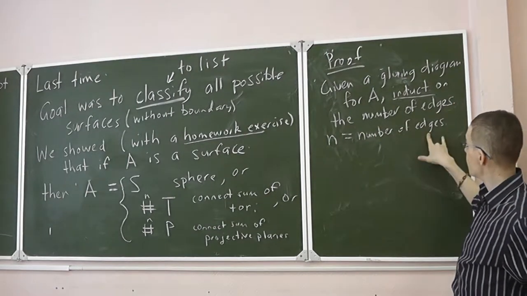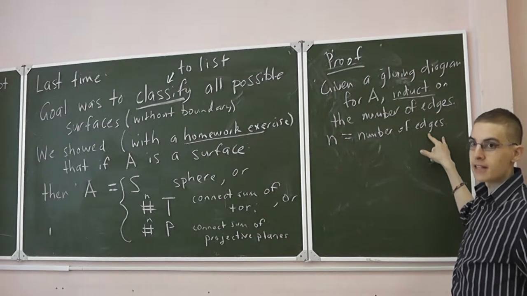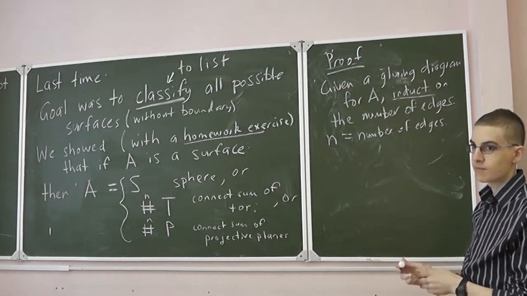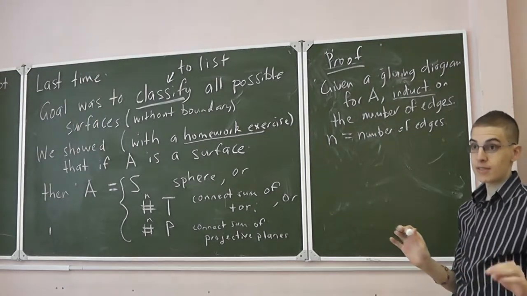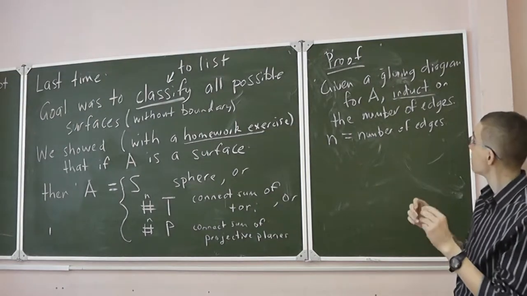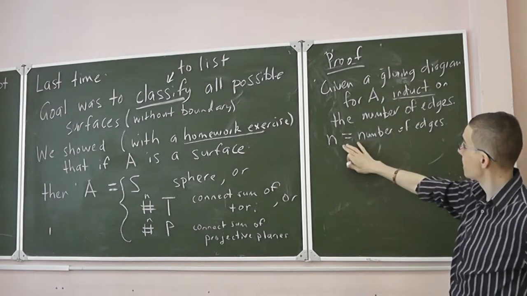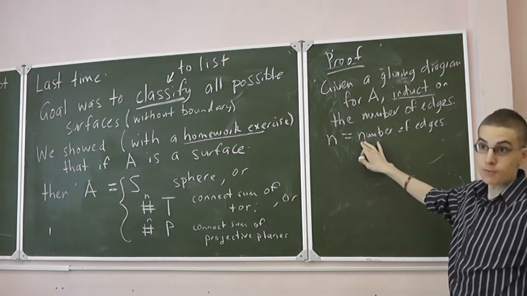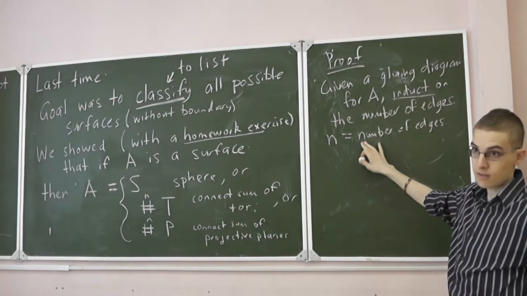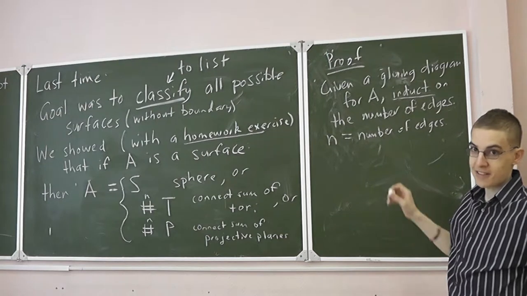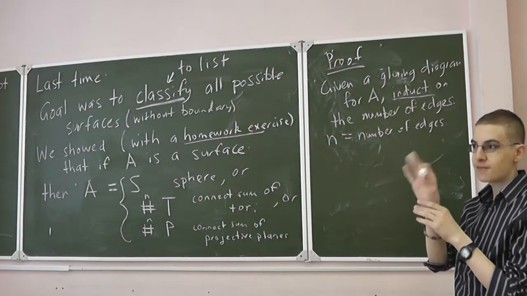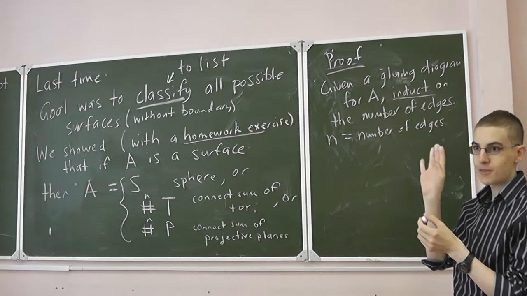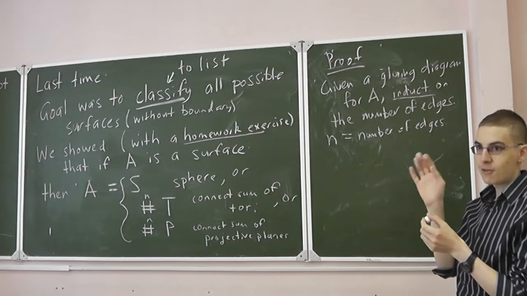If we're inducting on the number of edges, what do I need to do first in an induction argument? In an induction argument, you have some statement that depends on some number n, and you want to show it's true for all n. What is the first step in induction? Do you know what dominoes are? So how does induction work? You push over the first domino, and they all fall down.